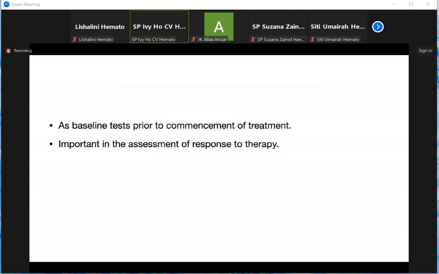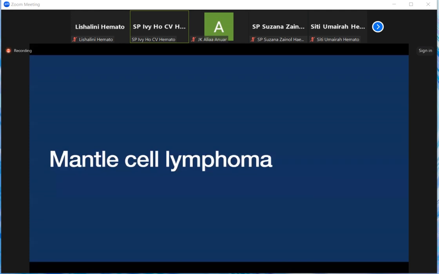Okay, we need to assess the biopsy marrow for a CLL patient as a baseline test before we start treatment. And also post-chemo, you need to look at it to assess the response to therapy. Okay, the second low-grade lymphoma that we can see in the trephine biopsy is mantle cell lymphoma.